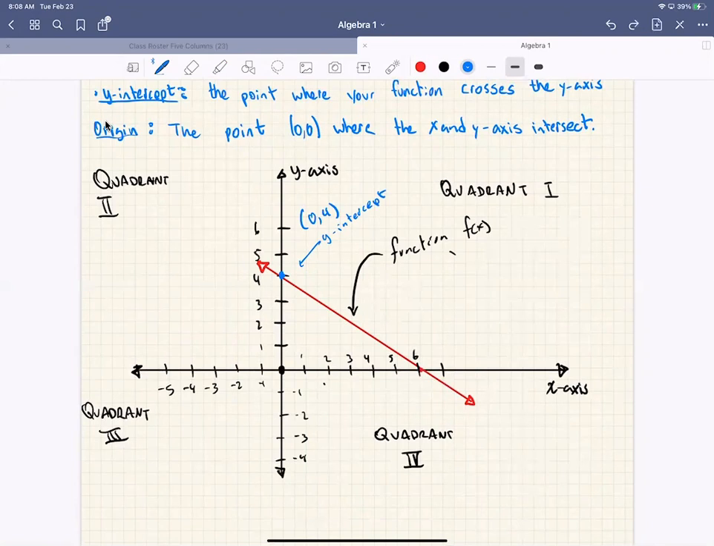Okay, next up, we're going to go over where our x-intercept is. Let's look at our x-axis. That's this line right here. And where do we cross it? We cross our x-axis right here at 6, 0. That's going to be our x-intercept. Not so bad, right?